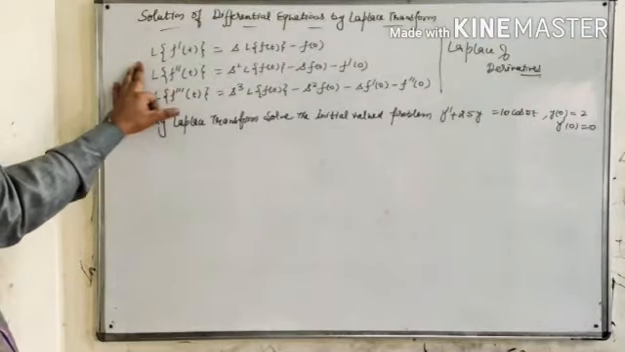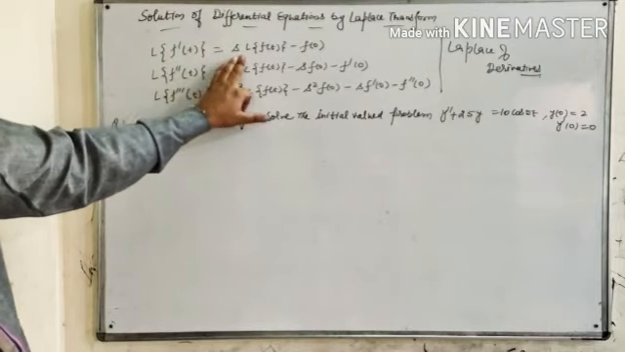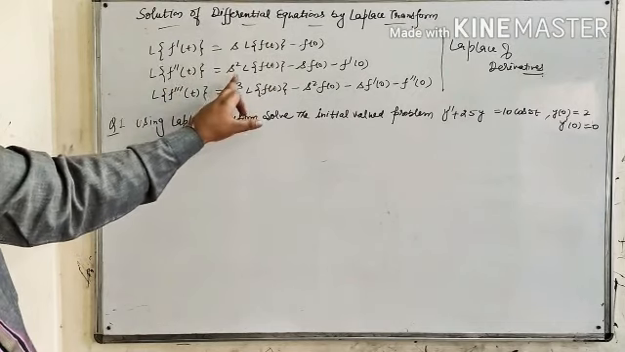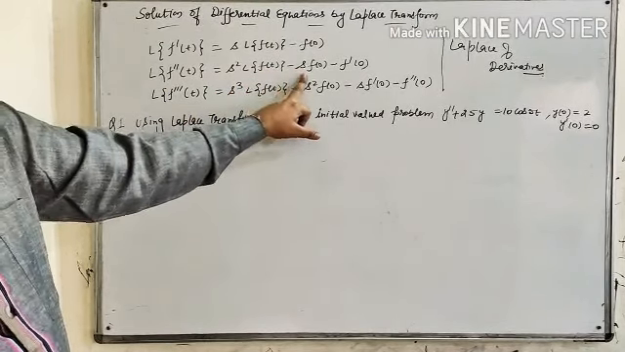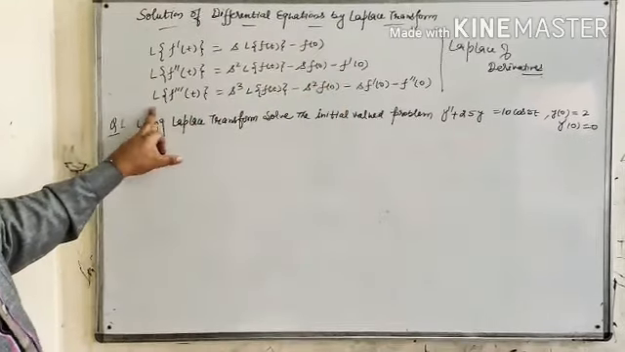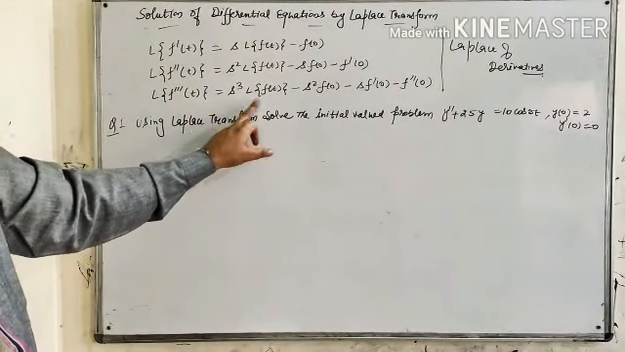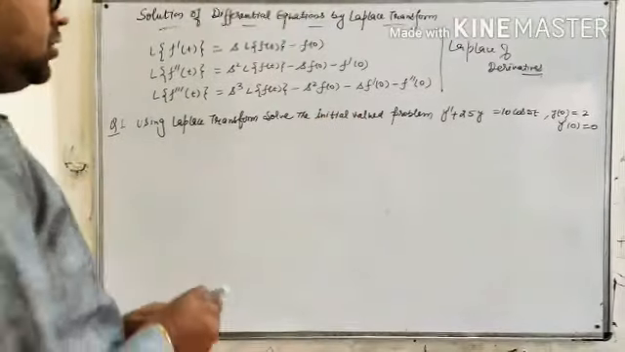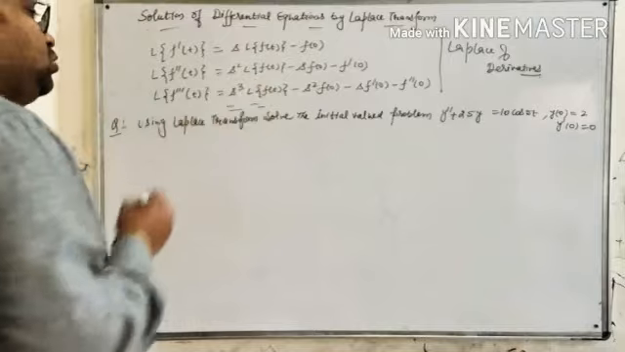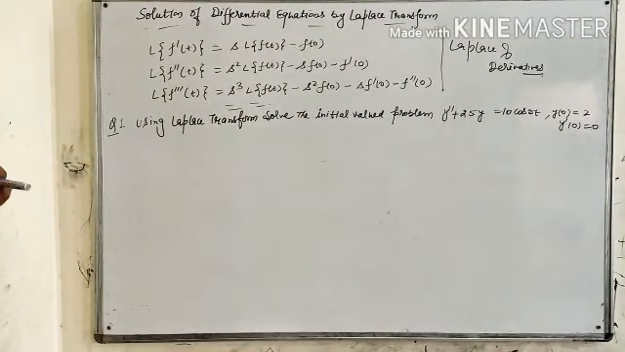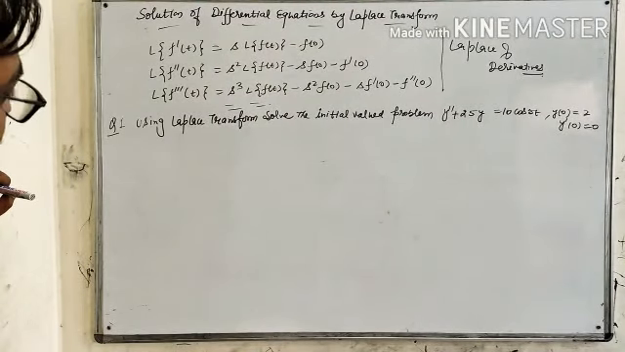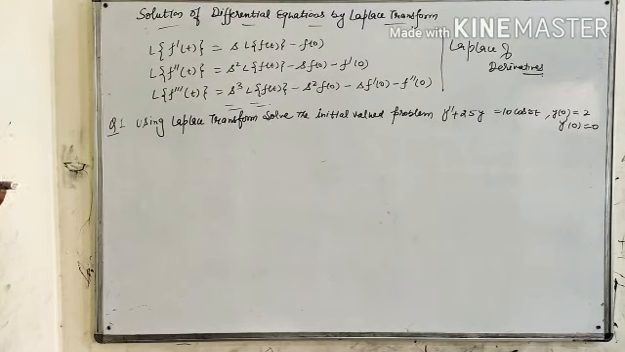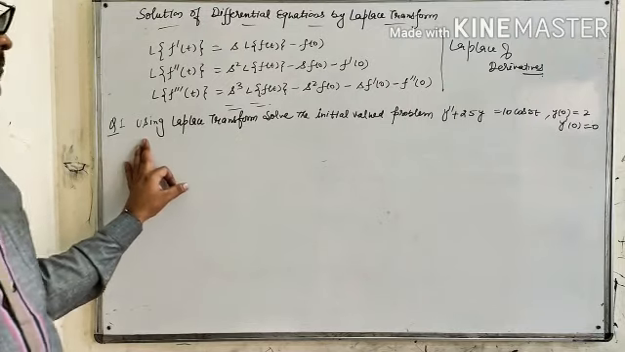The first formula is Laplace of f dash t is equal to s Laplace of f(t) minus f(0). Similarly, Laplace of f double dash t is equal to s square Laplace of f(t) minus s f(0) minus f dash 0. Laplace of f triple dash t is equal to s cube Laplace of f(t) minus s square f(0) minus s f dash 0 minus f double dash 0, and so on. That is, you can find the Laplace of any order of differentiation in this manner. So for this we are taking some examples based on this phenomenon.